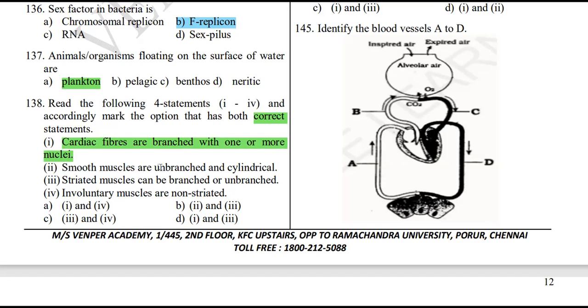We cannot choose this. Striated muscles can be branched. Yes, striated muscle can be branched or unbranched. Involuntary muscles are non-striated. Just now we saw over here, cardiac muscles are actually striated, which means they are involuntary muscles, which are not under our control. So this is going to be a wrong statement. So 1 and 3 are going to be the correct statements. So you can see option D is the correct answer.